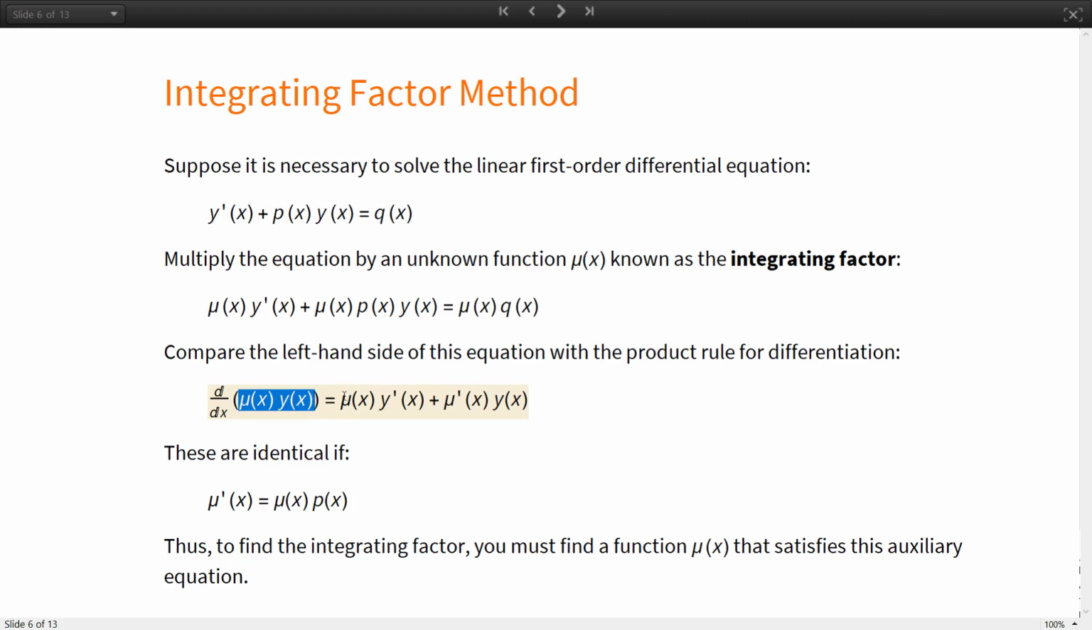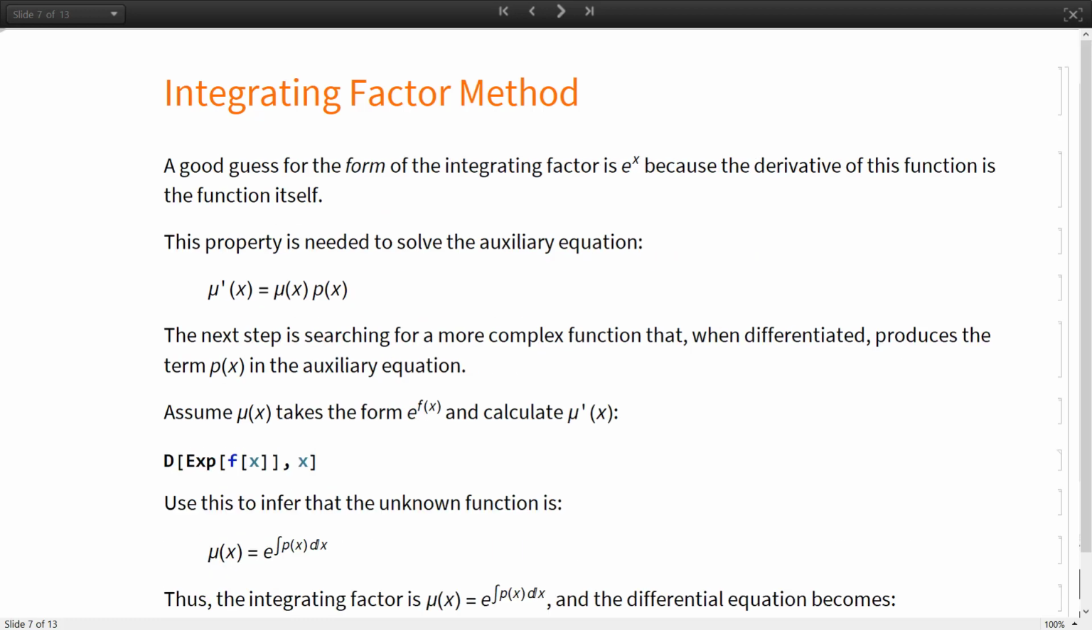We can see that the first term, mu of x times y prime of x, is already identical with the first term on the left-hand side of the differential equation after we multiplied by mu of x. The second term is identical if mu prime of x is equal to mu of x times p of x. Therefore, if we can find a mu of x that satisfies this auxiliary equation, we have found the integrating factor, and we can use it to solve the differential equation.